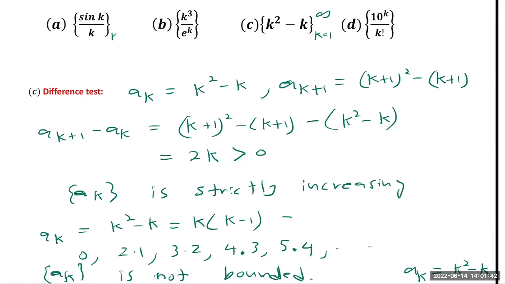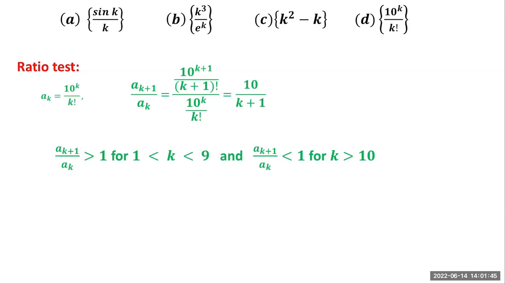All right, let's move on to the last part of the example, the ratio test. Okay, part D. For part D, to find the monotone property, I'm going to use the ratio test. First of all, I want to introduce a new notation here. This is 10 to the power k, which you are familiar with. But what is this notation, k with an exclamation mark? That notation means k factorial.